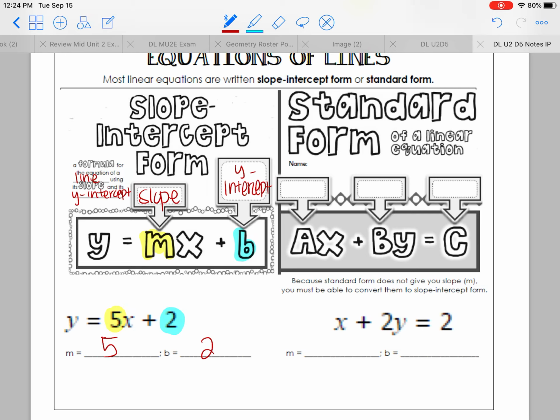But sometimes you're going to be given the equation of the line in standard form. In standard form, it's going to be ax plus by equals c. Because standard form does not give you the slope m, you must be able to convert them from standard form to slope-intercept form.